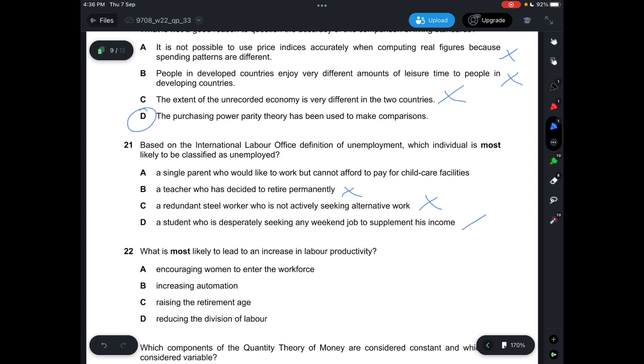So A, you could say that he is voluntarily unemployed. D is involuntarily. So the one most likely to be classified as unemployed would be D. Compared to A, D would be a better answer.